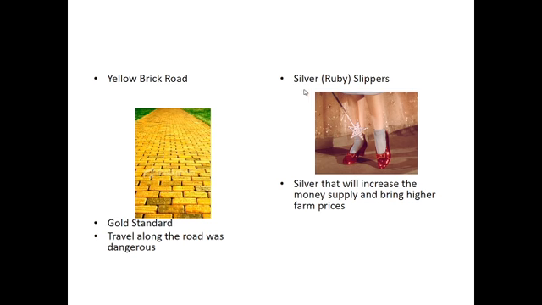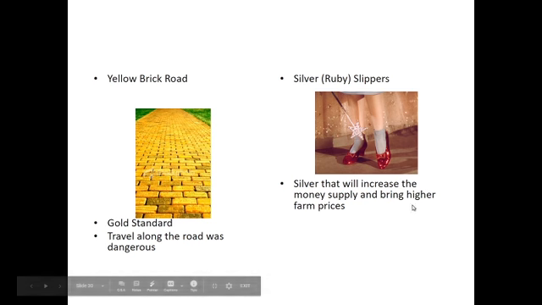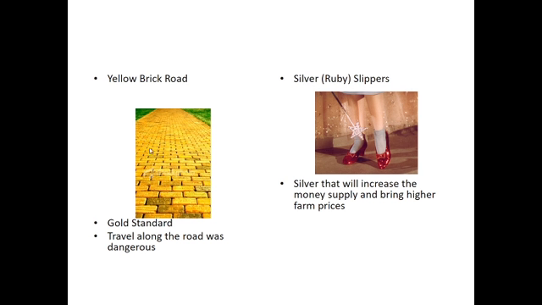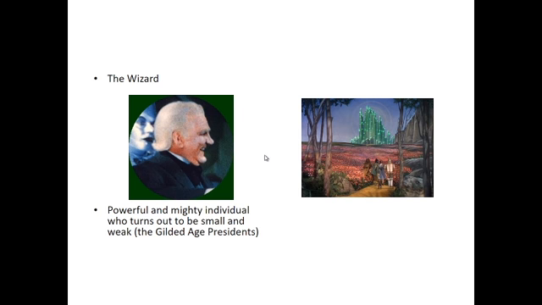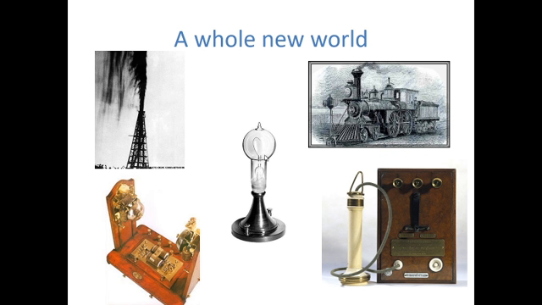And so in the book, it's actually silver slippers, not ruby slippers. And so they were saying, hey, we need to bring silver in addition to gold into this money standard, bimetallic, right? Both metals need to play a role in the U.S. money supply. Okay, kind of a complicated issue that's not important anymore. Okay, so the Wizard, the Emerald City, all these things play a role.